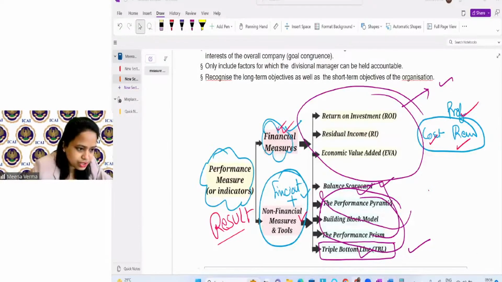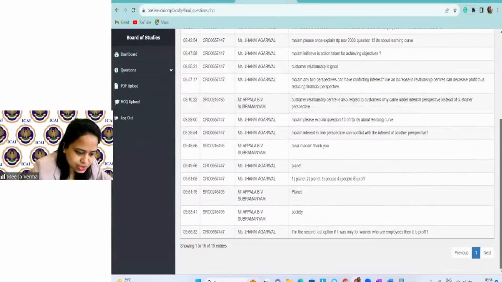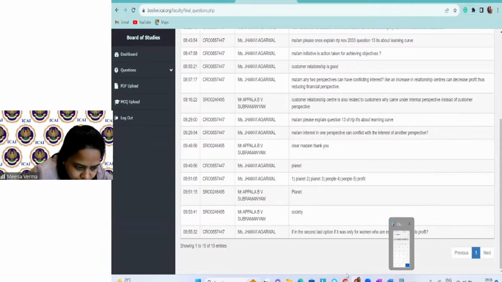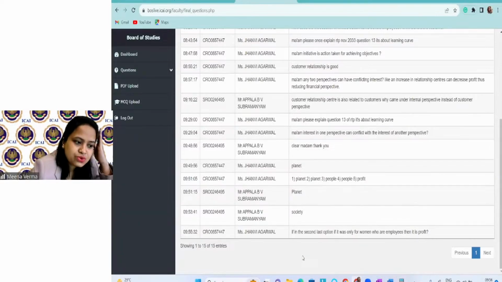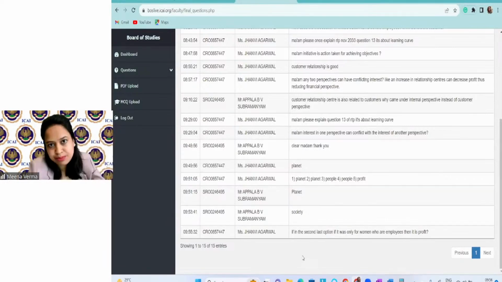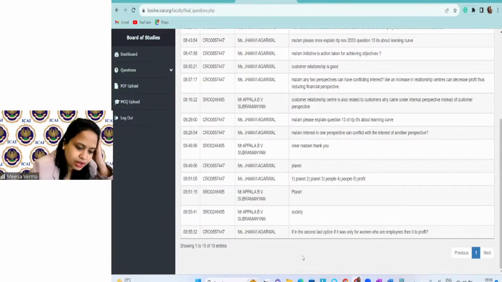If you have a doubt, you can ask me. You have just answered here in the second last option. It was only for women who are employees then. No. See, if it is for the people, that will come under people, right? It can be the employee. It can be the internal employees, internal people, outside people. Generally, we consider that we are helping outside people, those who are not at all even related to our business.